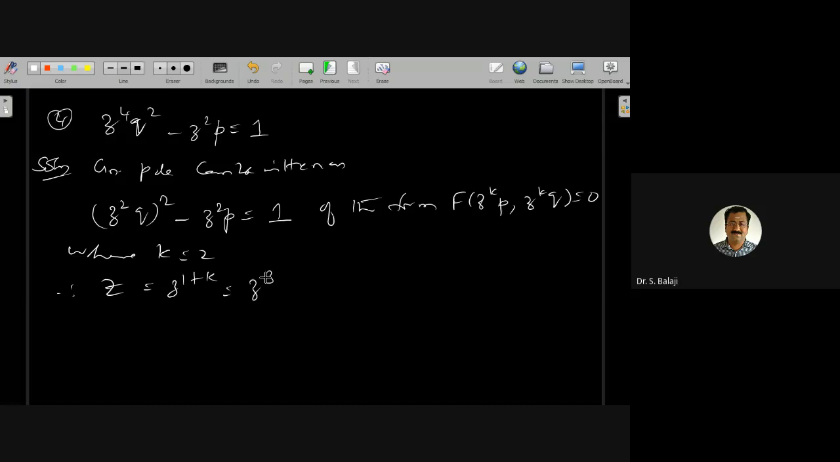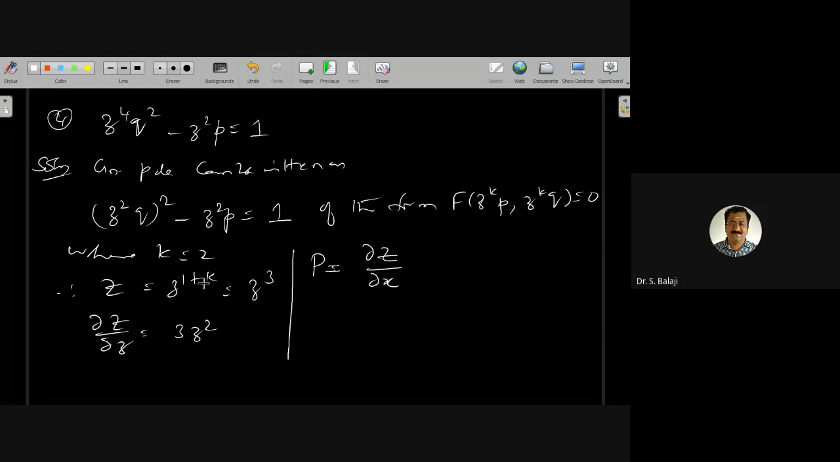Z power 3. So ∂Z/∂z = 3z². Based on this idea, only z changes here. Capital P can be written considering only z changes; there is no change in x. Therefore, you can write capital P as ∂Z/∂x.